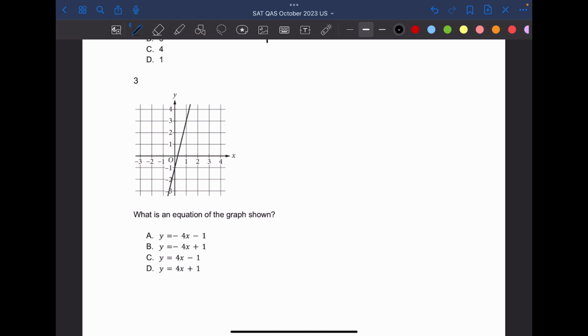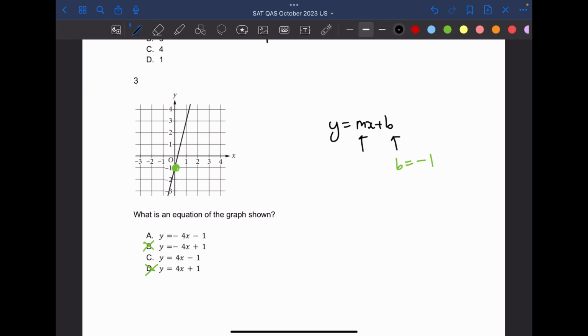Question number 3. It says, what is an equation of the graph shown? Well, first we can notice that this is a linear graph, and we know that the format for any linear graph is y is equal to mx plus b. So m is the slope and b is the y-intercept. First, what is the y-intercept? The y-intercept is at -1, so we know that b is equal to -1. Pretty easy so far. This eliminates b and d since they have y-intercepts of +1. So yeah, b and d are gone.